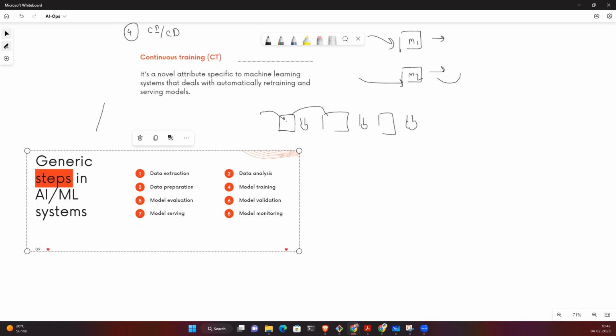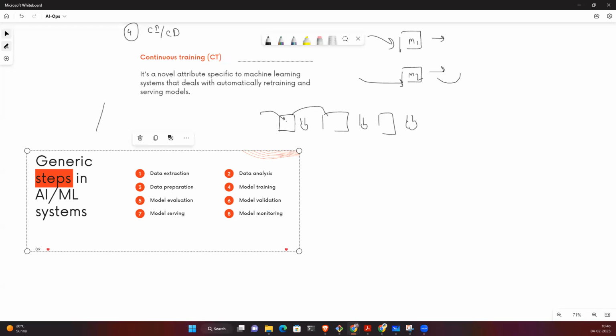If it is a regression model, then we check RMSE. If it is a classification problem, then we check the confusion matrix, ROC, AUC. Different kinds of accuracy and metrics we check, and based on that we take a decision whether we should move this model to production or not. That is called model evaluation.